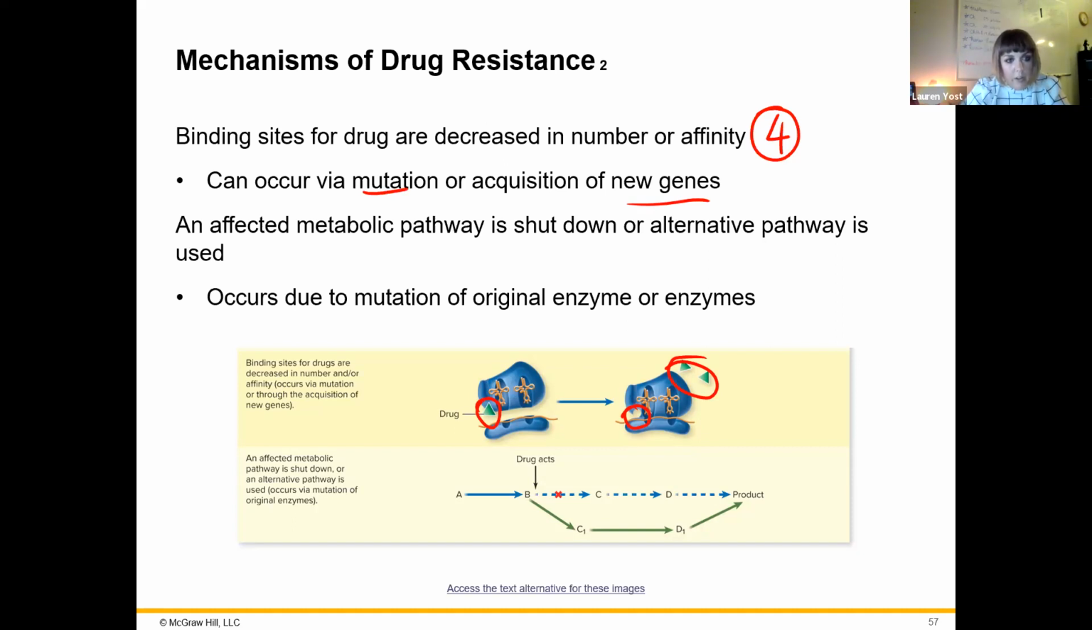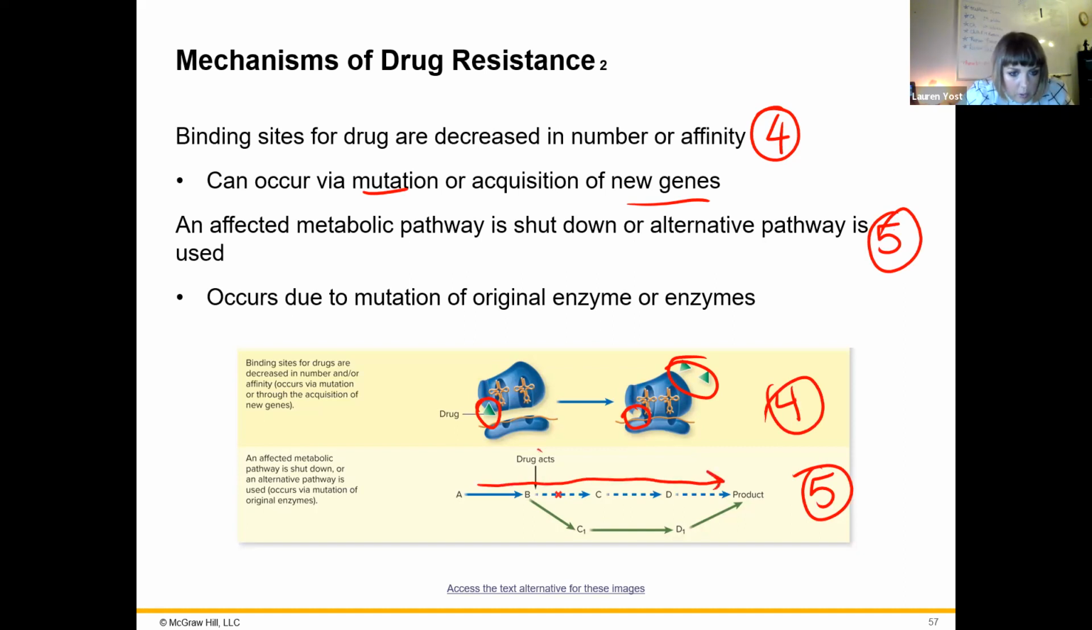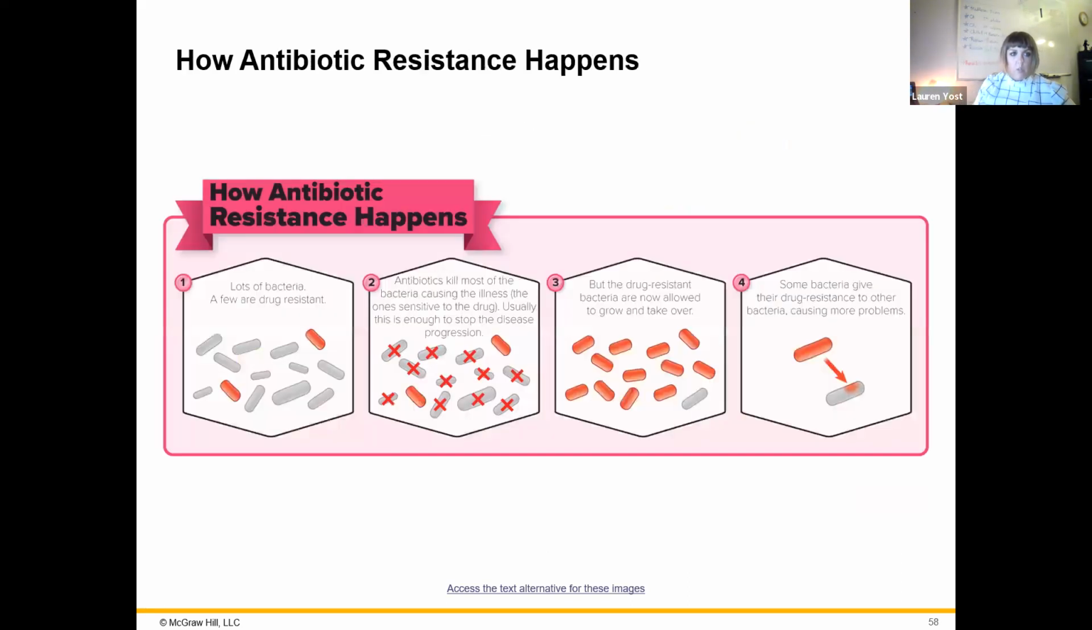And then number 5, an affected metabolic pathway is shut down or an alternative pathway is used. This is typically what we're talking about with folate synthesis. Okay, so normally we go straight on through here, and normally the drug acts about here. But now we've developed a new way: instead we're going to turn it into this other molecule, and then this one goes into that molecule instead, and then we'll get to the product this way, by this chemical reaction instead of the original one. So we're going to bypass your little drug and get around it. So that's the idea of how drug resistance will work.